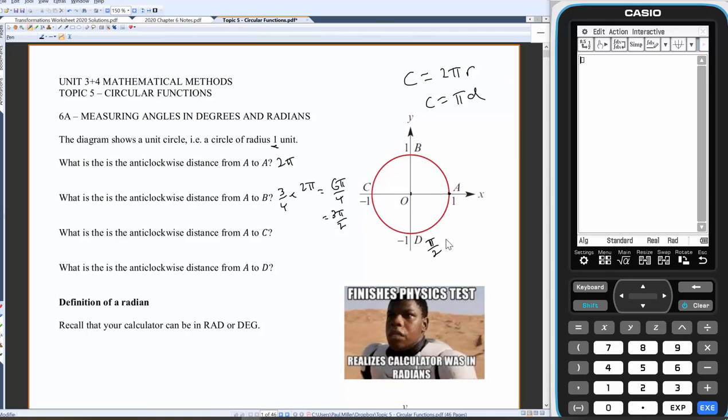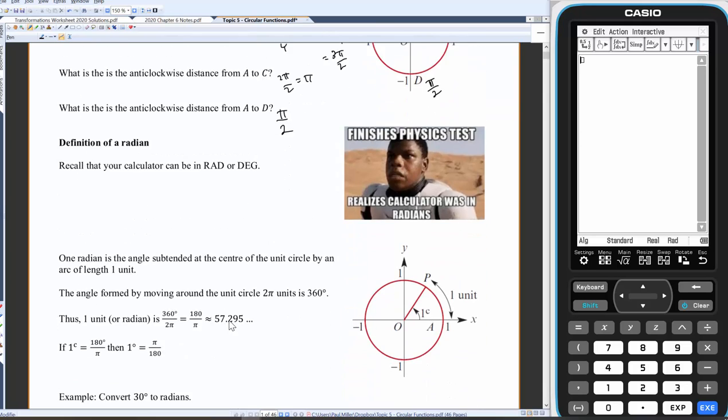All right, A through to C. So if the distance from A to A is 2 pi, then the distance from A to C is going to be half that distance. So 2 pi over 2, which is equal to pi. And finally, the anti-clockwise distance from A to D. If I know that the distance from A to C is pi, this is going to be half that distance again, so that's pi on 2.